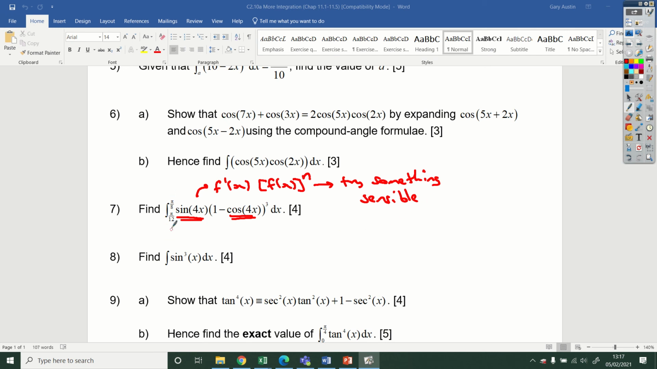Okay, and then put the bounds in, and then we should be getting some kind of nice exact value for that. And that's 4 marks.